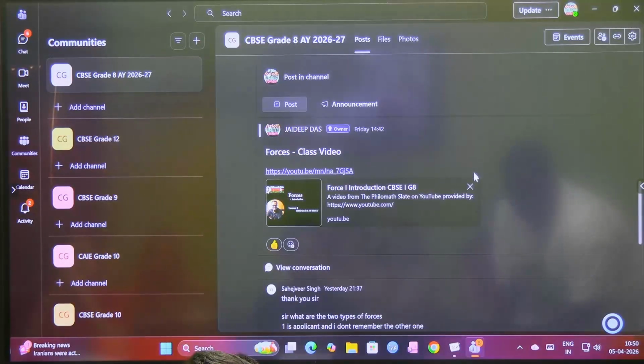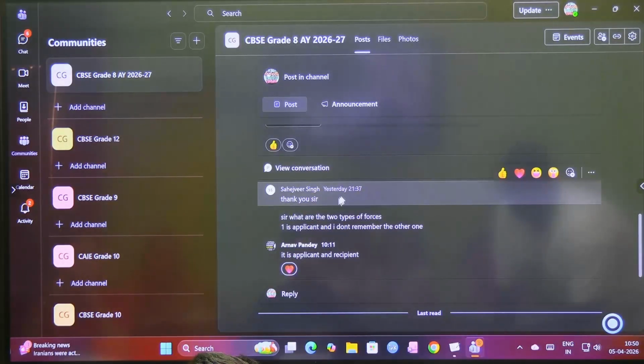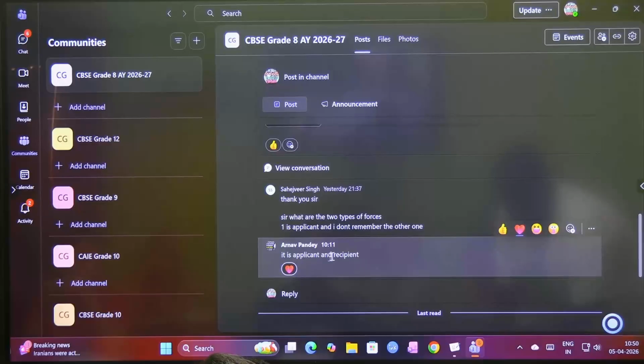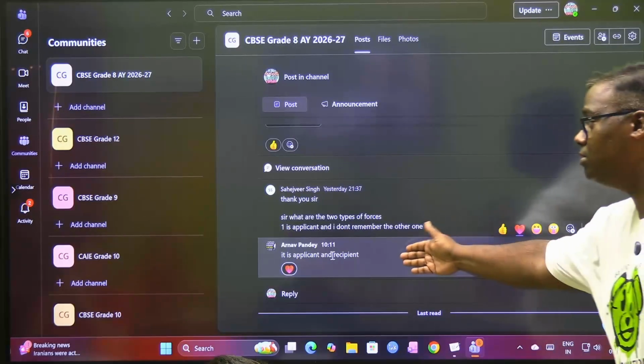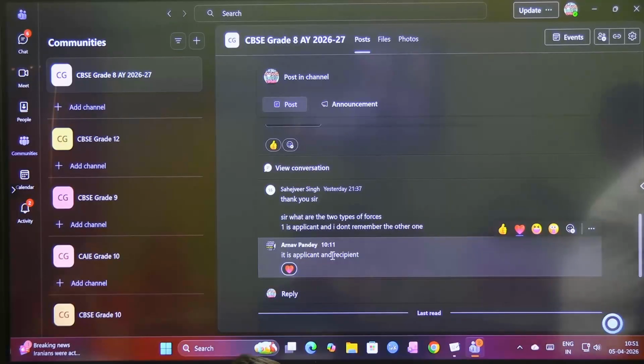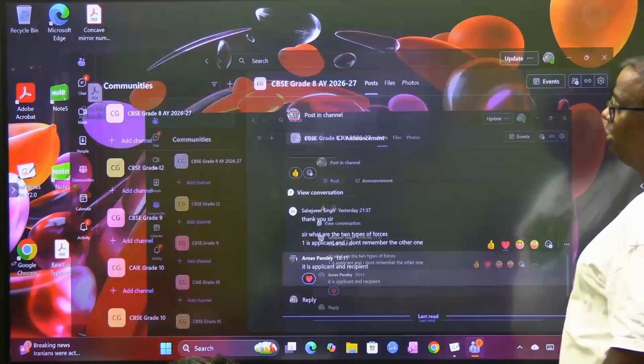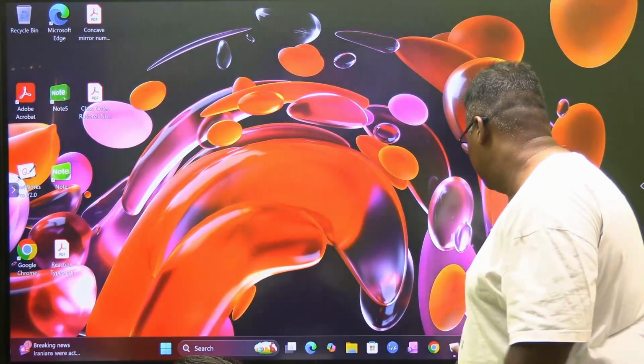See, after teaching force, this guy writes, "Thank you, sir. What are the two types of forces? One is applicant. I don't remember the other one." This guy has replied. This one is from Glendale. This one is from Rockwell. This one is not from Pebble City also. They had just one class. So they are mixing up. I'm not comparing. I'm saying this is what I want in you guys also.